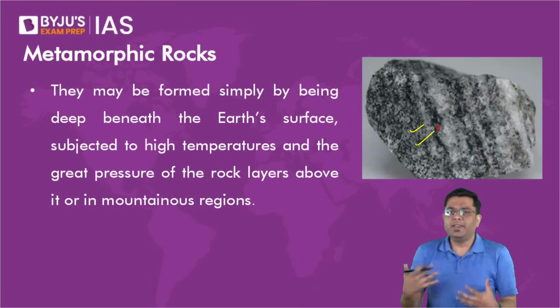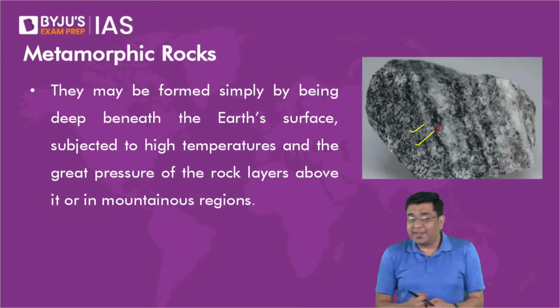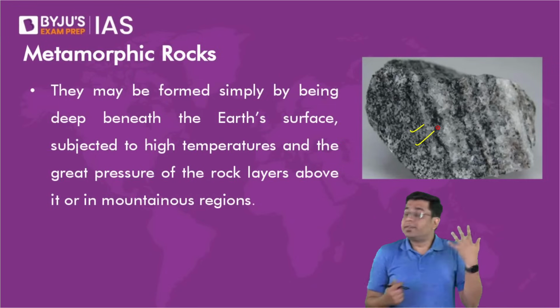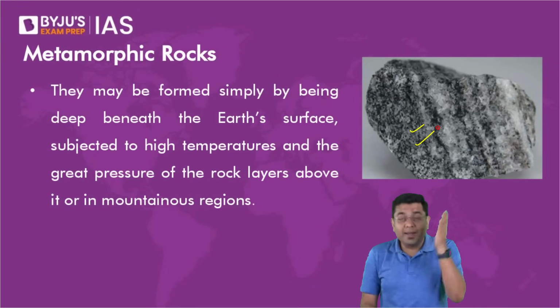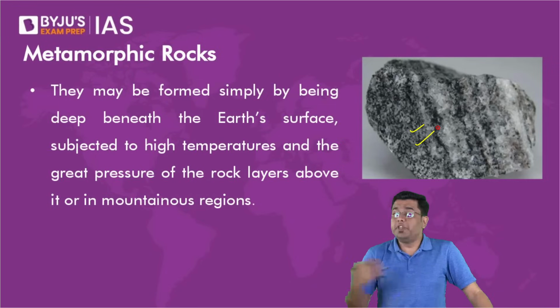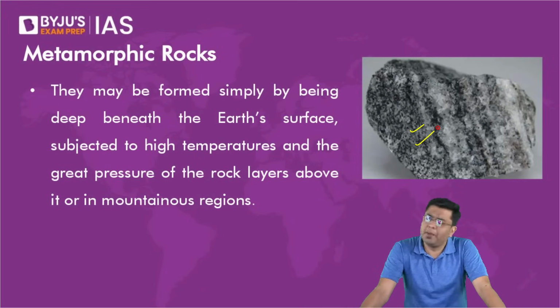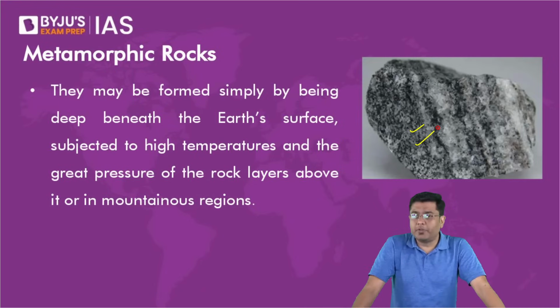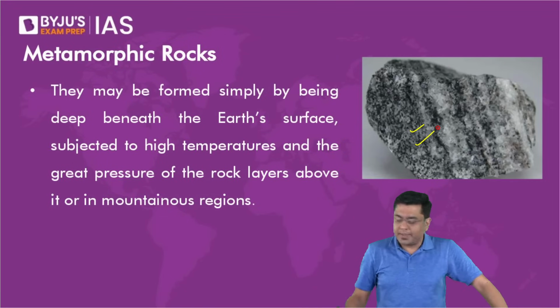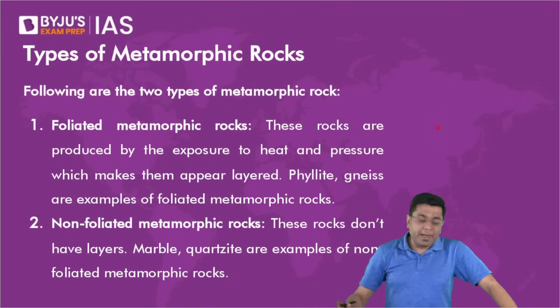In either of the cases, that rock changes its nature, its characteristic. Sometimes it will appear in a banded, layered-like structure, which is referred to as a foliated metamorphic rock, and sometimes it will appear very uniform like an igneous rock, which is non-foliated, right? So that is your metamorphic rock.